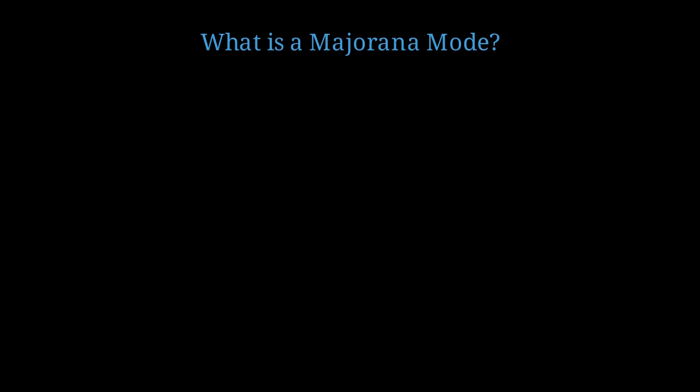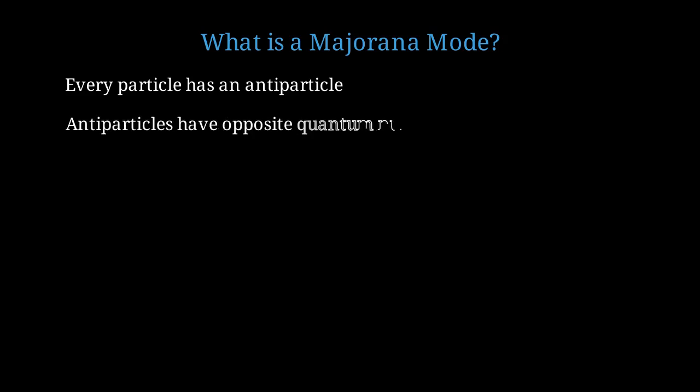To understand this, we need to think about particles and antiparticles. In the standard model of particle physics, every particle has an antiparticle. For example, the electron has the positron, the up quark has the anti-up quark, and so on. Antiparticles have the same mass, but opposite quantum numbers like charge. When a particle meets its antiparticle, they can annihilate into pure energy.